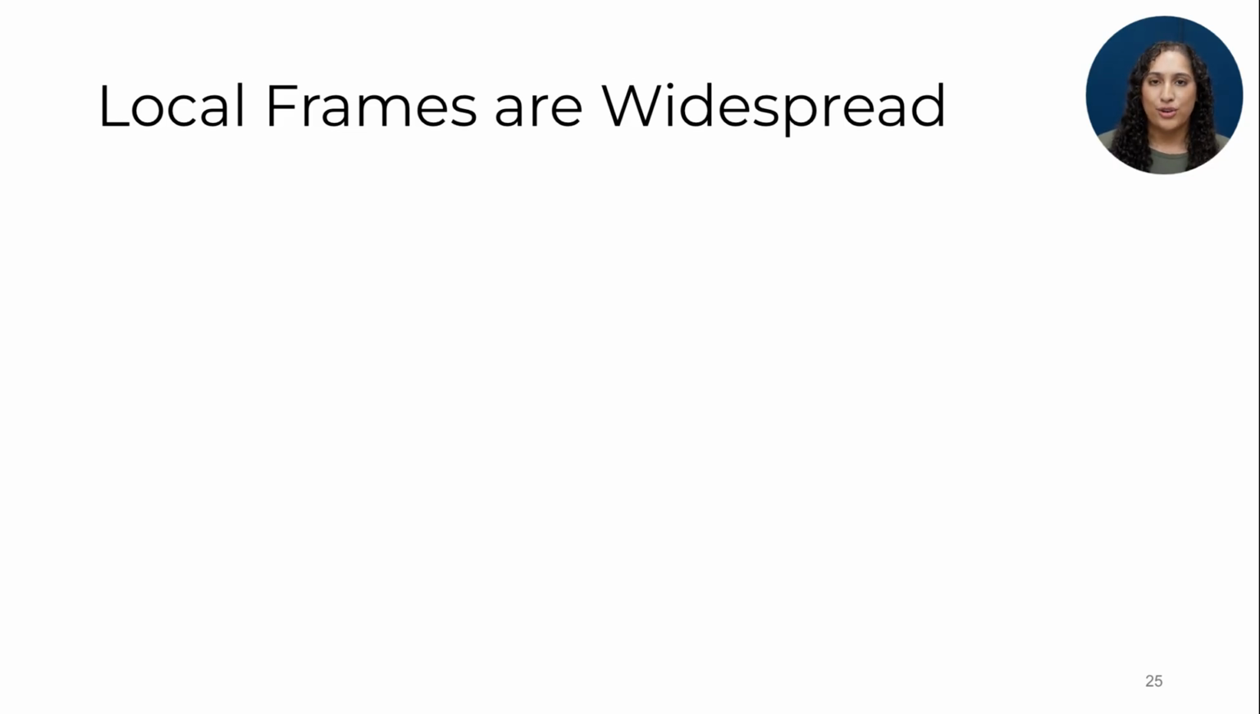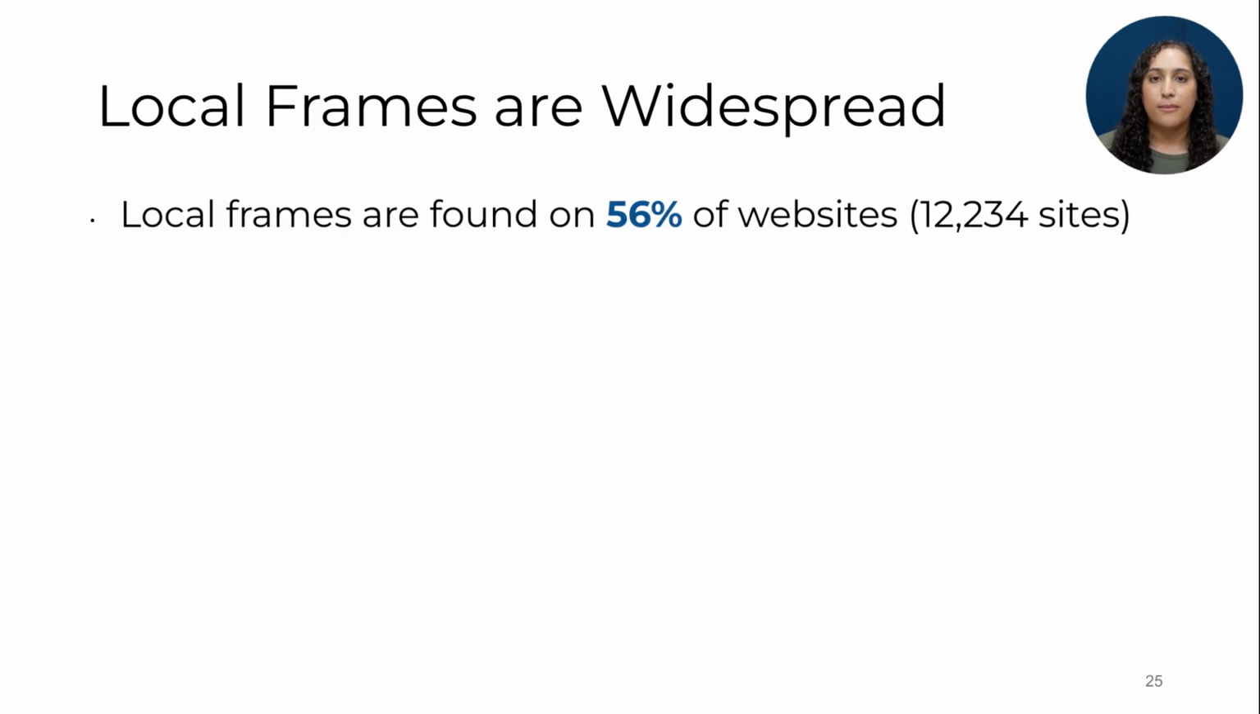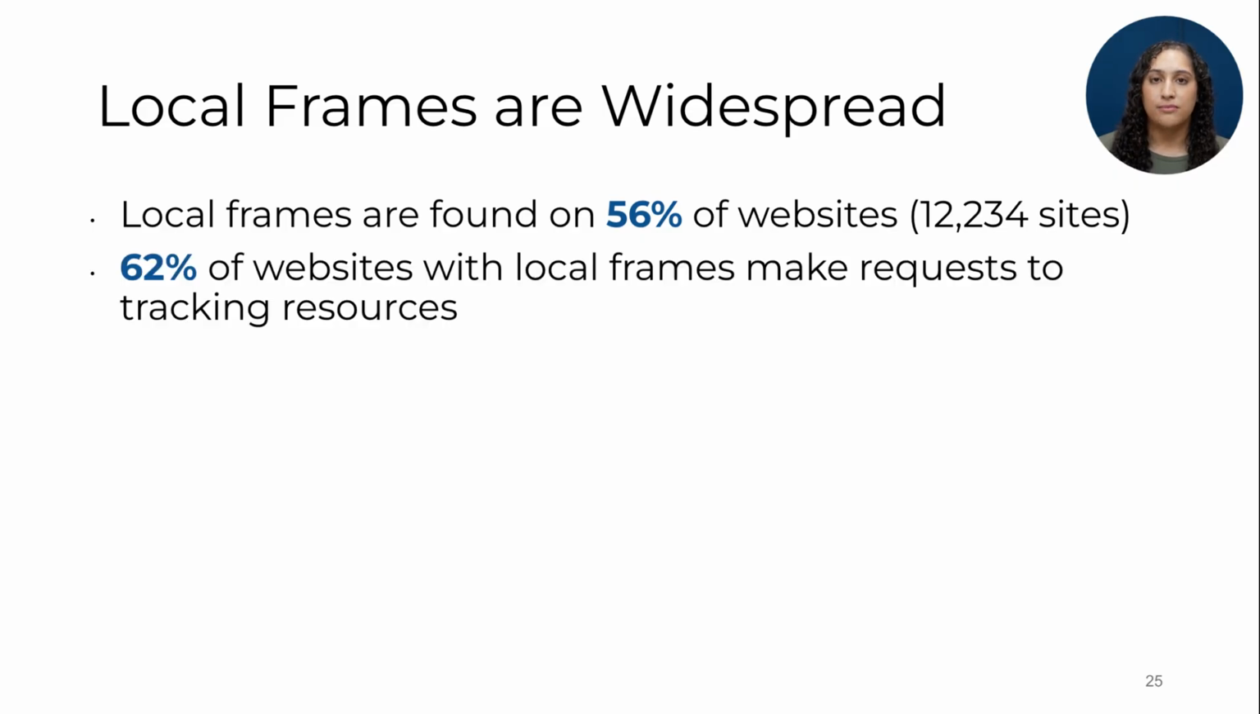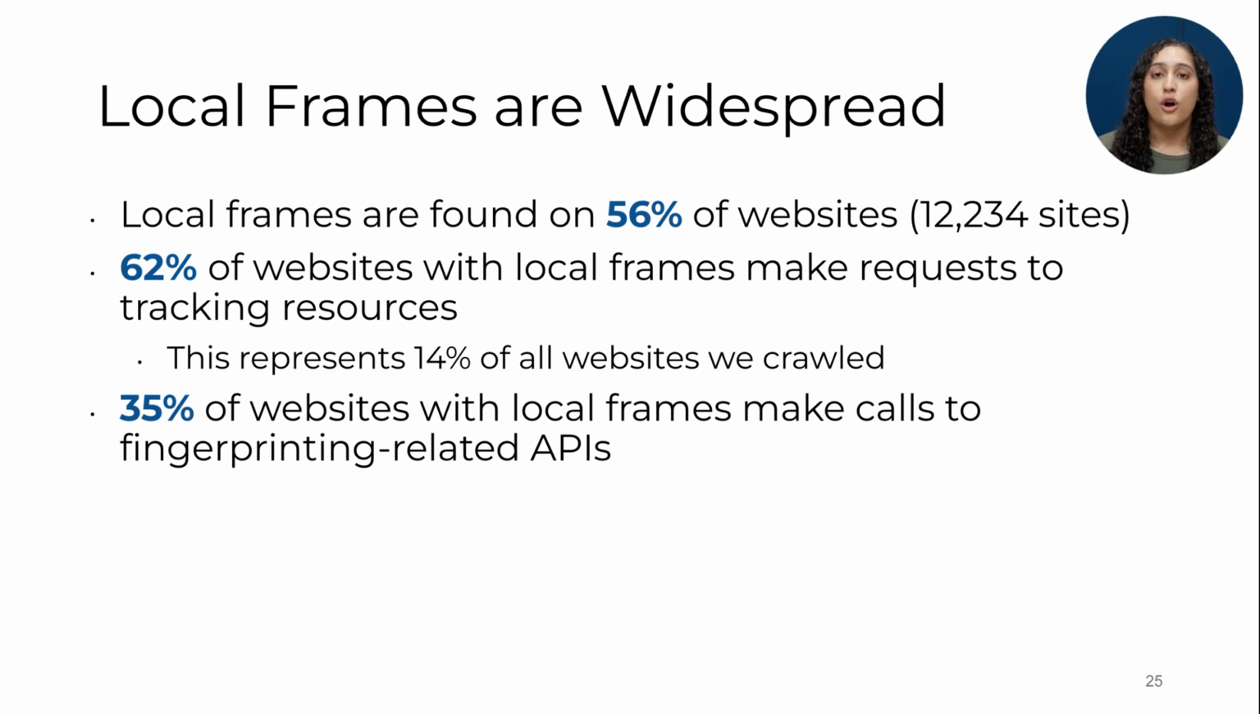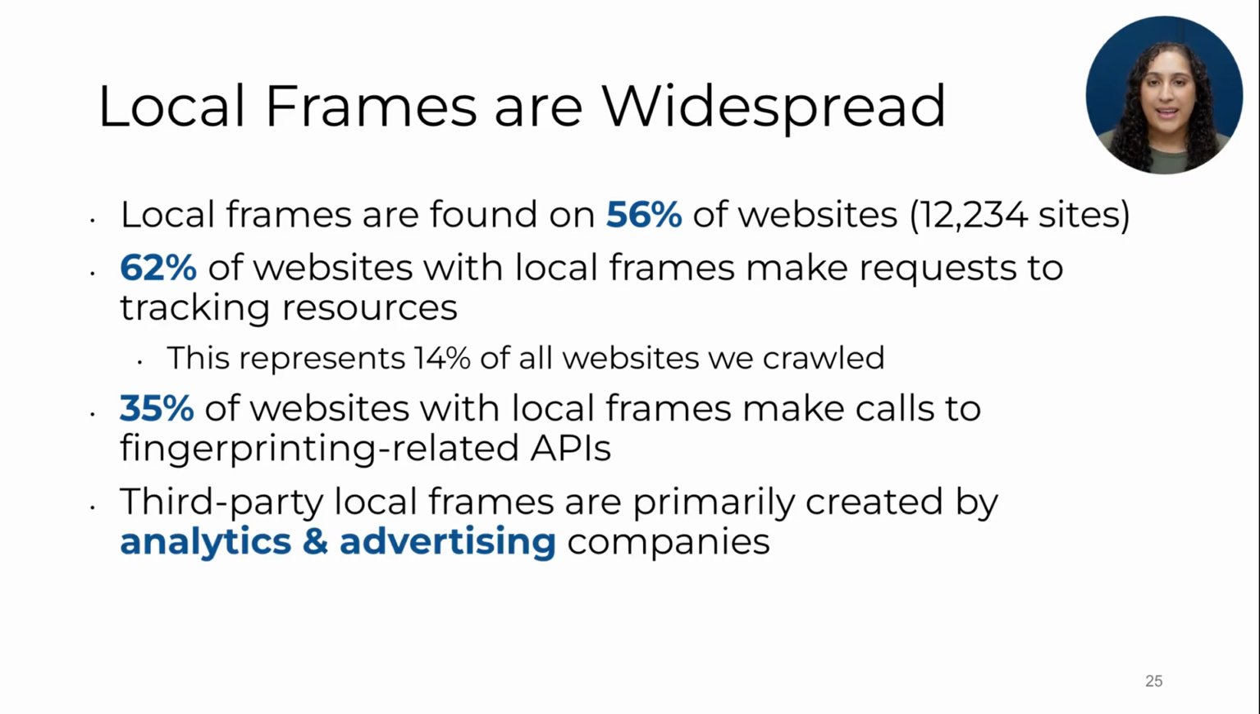We found that local frames are extremely widespread. We found them on over half of the websites we crawled. And also that 62% of websites with local frames were making requests to tracking resources inside of those local frames. And this represents 14% of all websites we crawled. In addition, over a third of websites with local frames were making calls to fingerprinting-related APIs inside them. And lastly, we looked at which third-party entities were creating third-party local frames, and we found that they were primarily analytics and advertising companies.